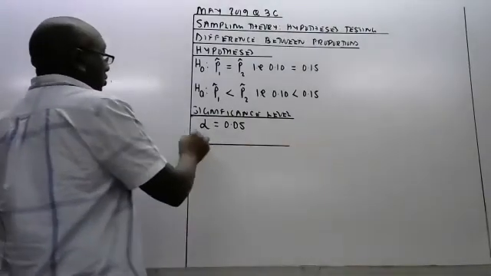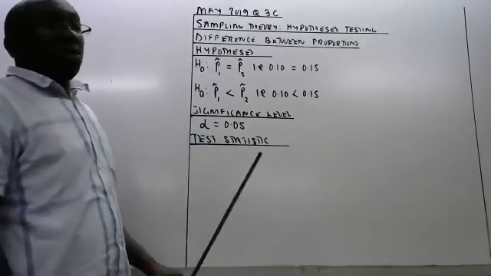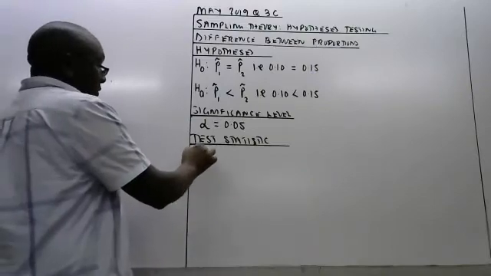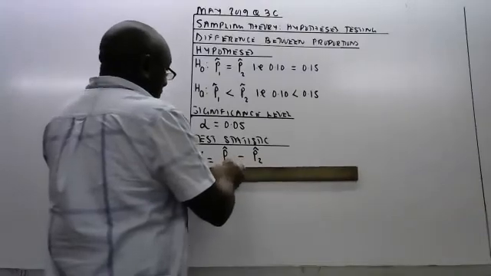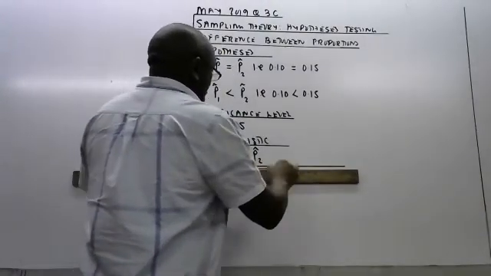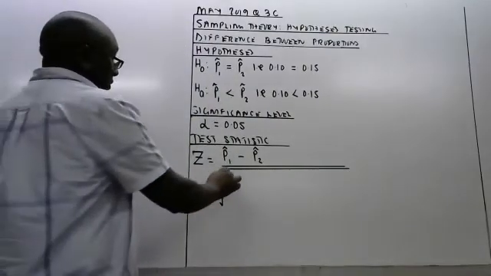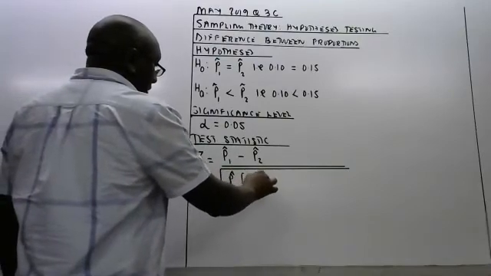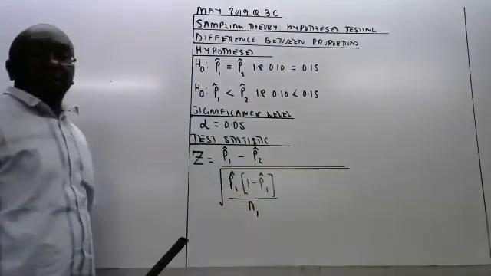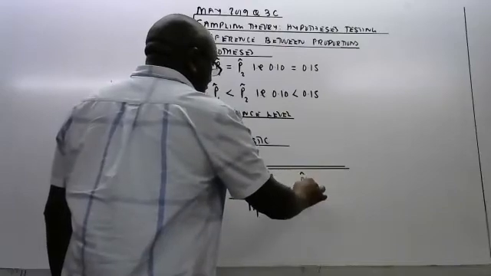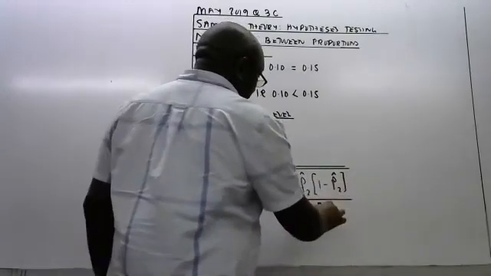The next step that we need to take is called the test statistic. When we are dealing with proportions, we always use Z. So we are going to have Z as sample proportion 1 minus sample proportion 2, divided by the square root of sample proportion 1 into brackets 1 minus sample proportion 1, divided by sample size 1, that is N1, plus sample proportion 2, 1 minus sample proportion 2, divided by sample size 2.